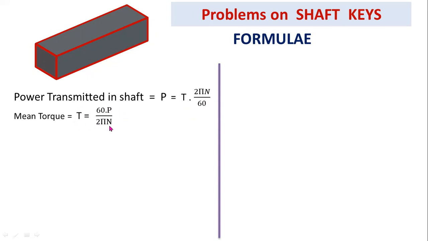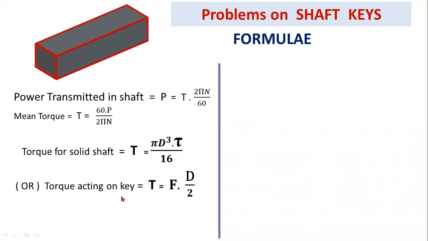After getting the value of torque, you have to determine the suitable diameter of the shaft. Torque T equals pi d cube by 16 into tau. You have to substitute the value of T in this equation. After substituting, you can get the value of diameter of the shaft D, for a solid shaft. And also you can use this formula for determining the diameter of the shaft.